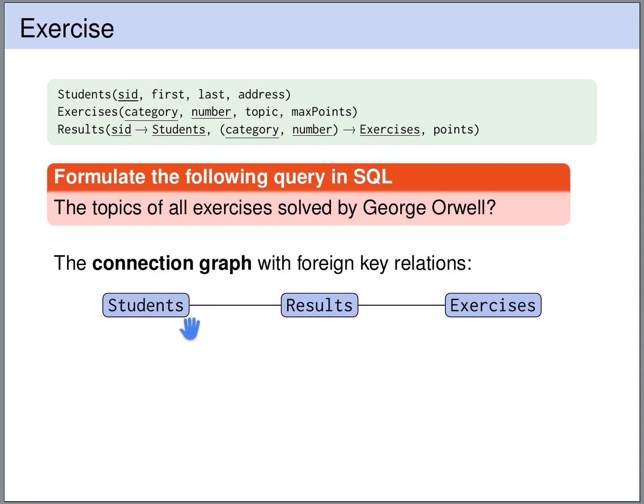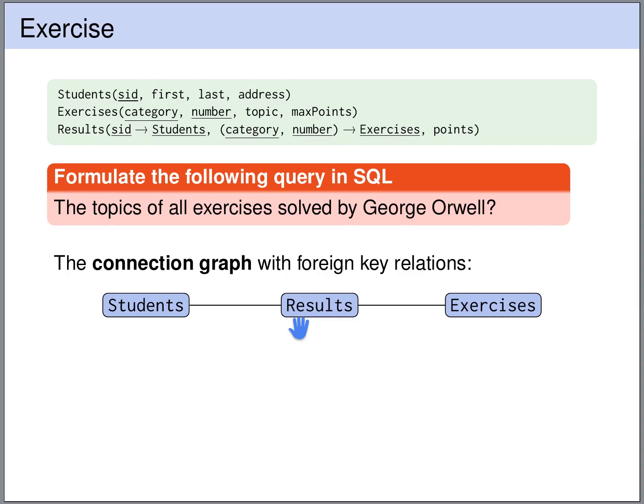Here we see that the students table is linked with the exercises table only indirectly, via the results. So in this connection graph, we have only one possible path. We need to establish the connection via the results table. So we also need to query the results. And how will we then establish the connection between students and results? Via the foreign key relationship.